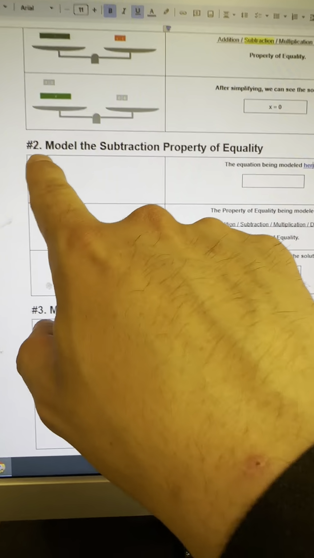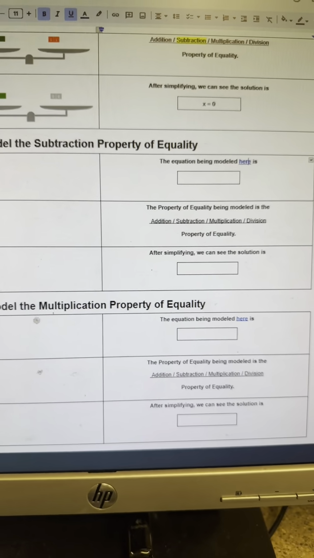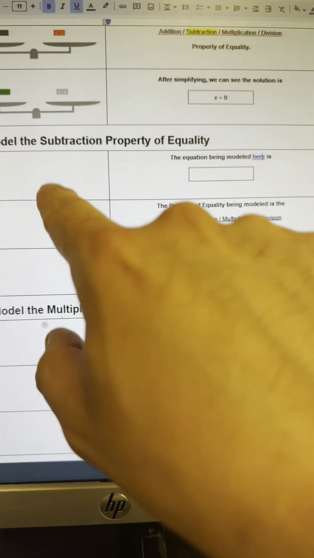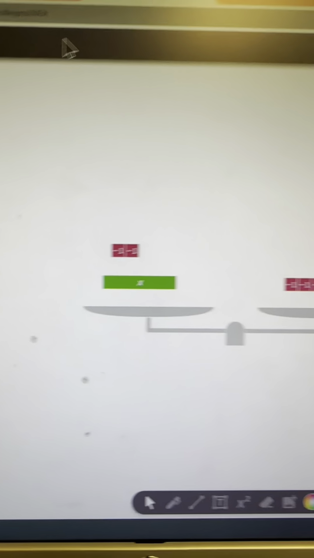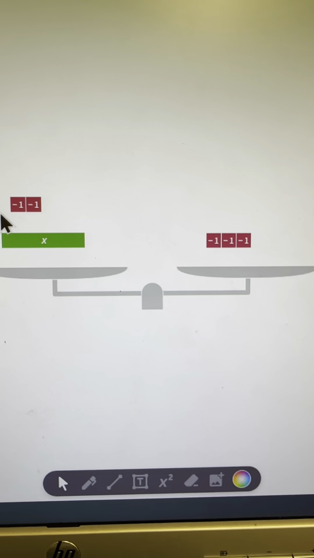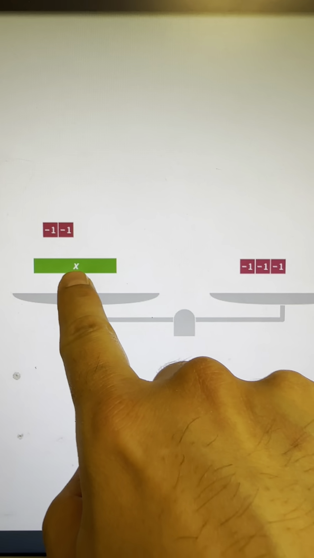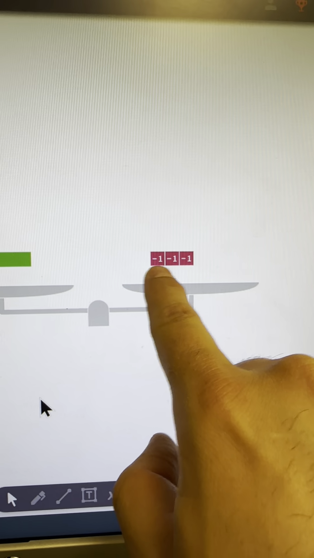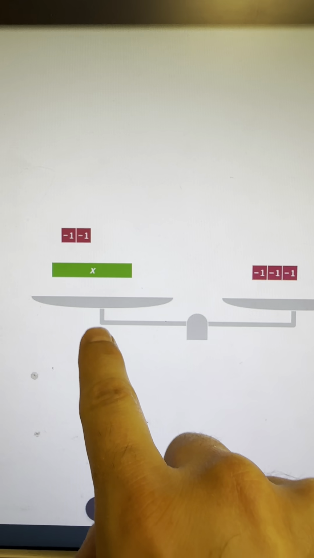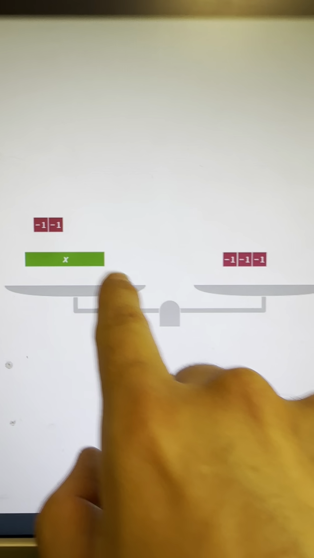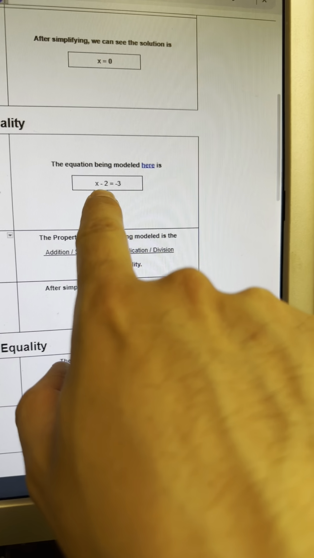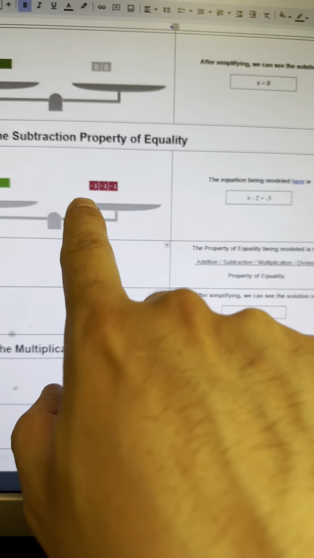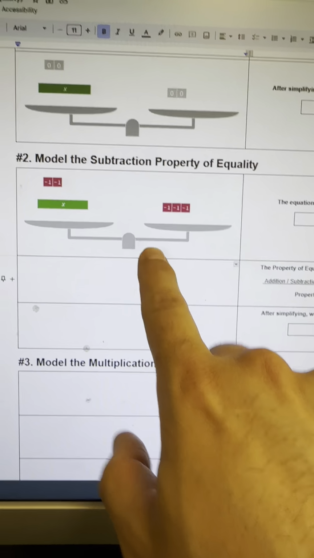And now we're going to go to number 2 and follow the same exact steps in terms of answering the questions and copying and pasting each part. So I'm going to click on here, and it's going to take me to the modeled equation, and I'm going to type in what I see here. So I can see I have an x and 2 negatives, and on the right side I have 3 negatives. So this represents the equation x minus 2 equals negative 3. So you can see here I typed in my equation x minus 2 is equal to negative 3, and I copy and pasted the model right there.